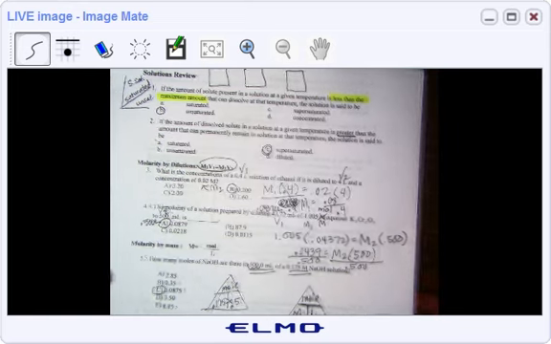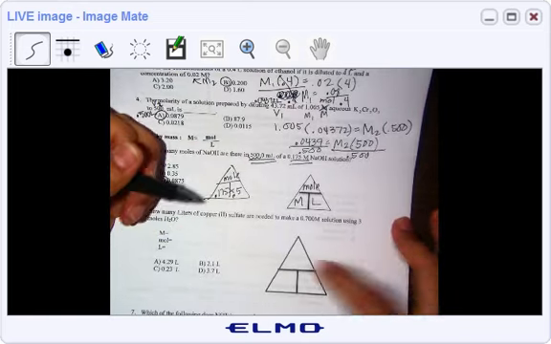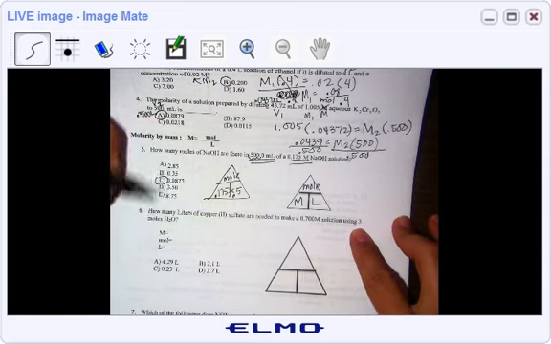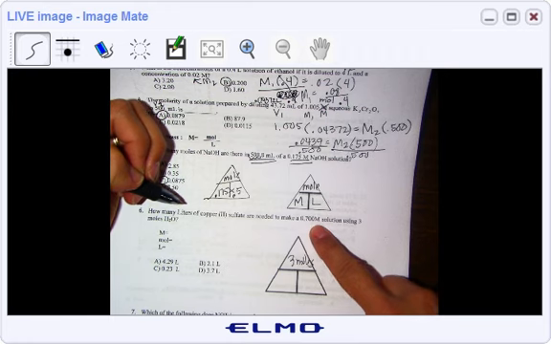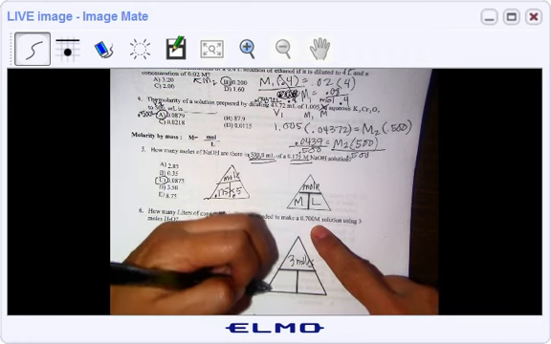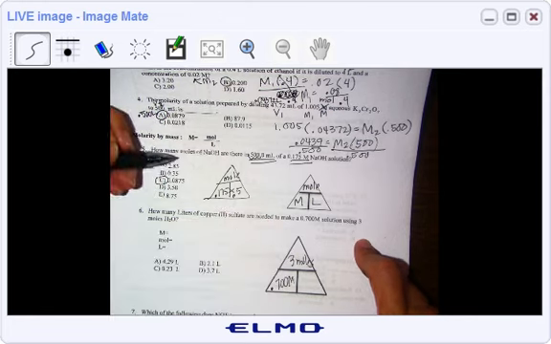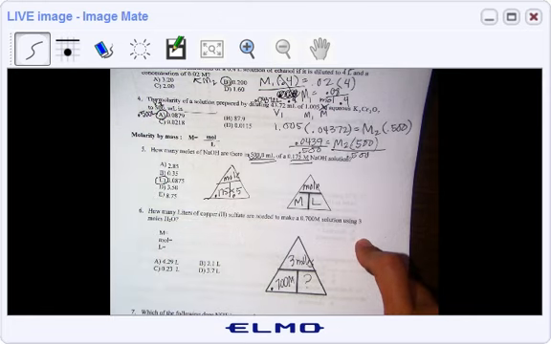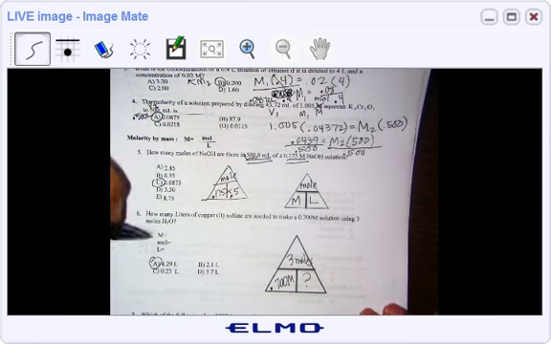Number 6, you calculate it the same way. Your mole goes on top. It says it's 3 moles. 0.700 M goes here. We don't know what this is. That's what you're calculating, so it's just 3 divided by that. 4.28. This is the closest.